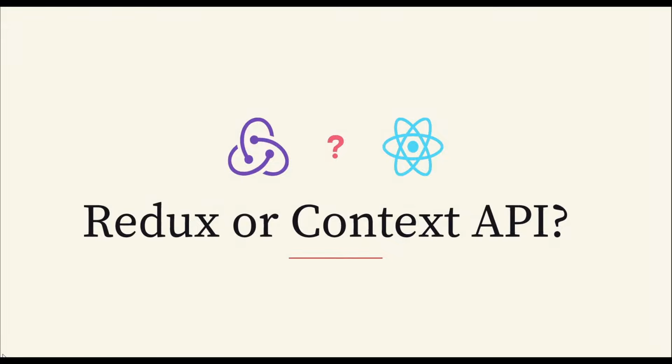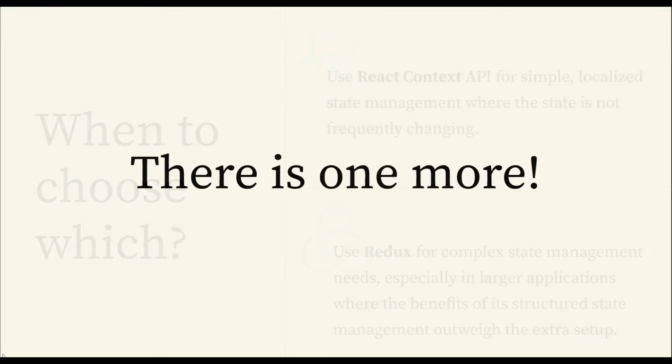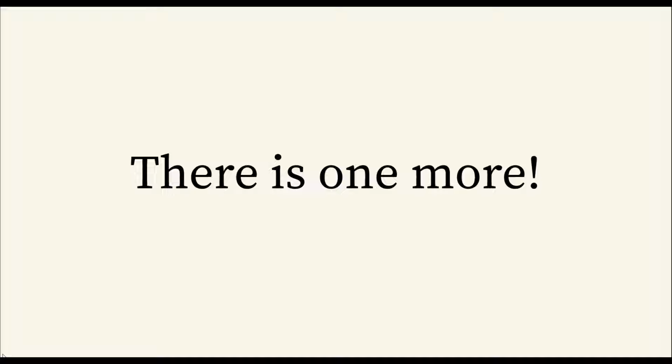There is another library that helps us in complex state management, and it's called Redux. Usually people have a question on when to use Context API and when to use Redux. Use React Context API for simple localized state management where the state is not frequently changing and you don't want to persist this state for the next user session. Or use Redux for complex state management needs, especially in larger applications where the benefits of its structured state management outweigh the extra setup.